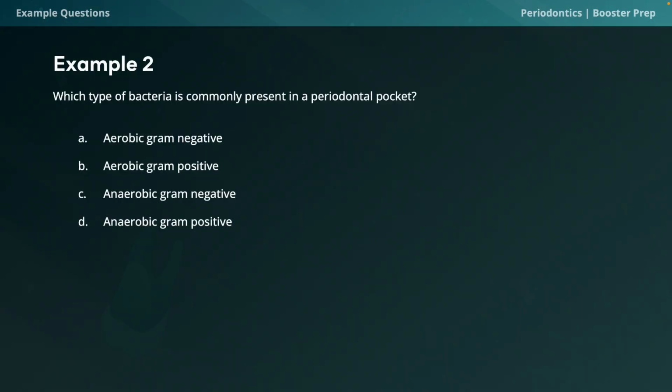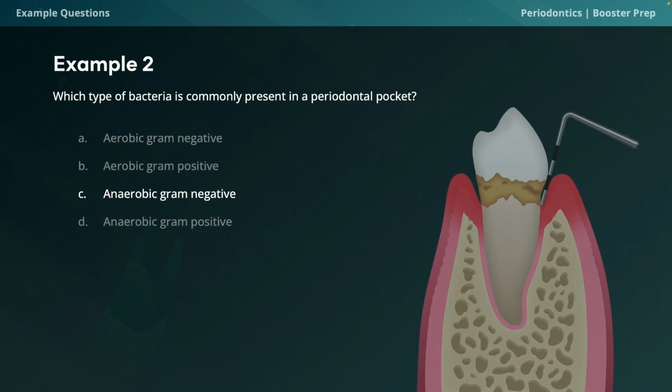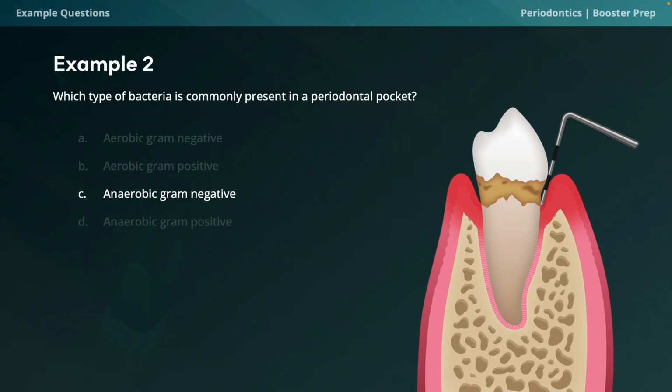Our next question is asking, which type of bacteria is commonly present in the periodontal pocket? Please pause the video and resume when you're ready. The correct answer is C, anaerobic gram-negative bacteria. Examples are P. gingivalis, Tannerella forsythia, Treponema denticola. These are all part of the red complex and they're anaerobic gram-negative.